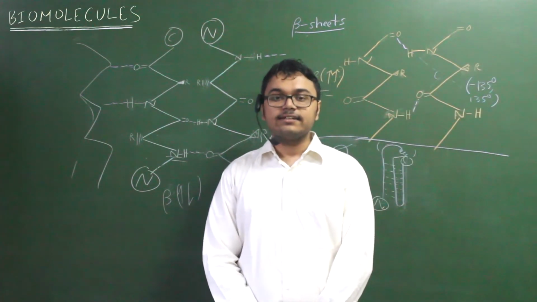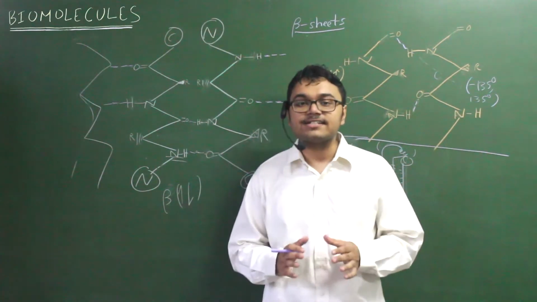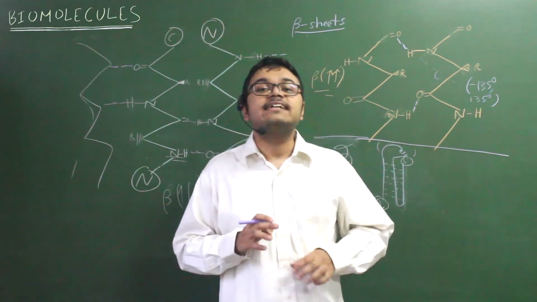Okay, I hope you've done that. Now we've got these two structures. Now let's move on to the very last part of the beta sheet structure, and that would be the kind of amino acids that favor this structure.